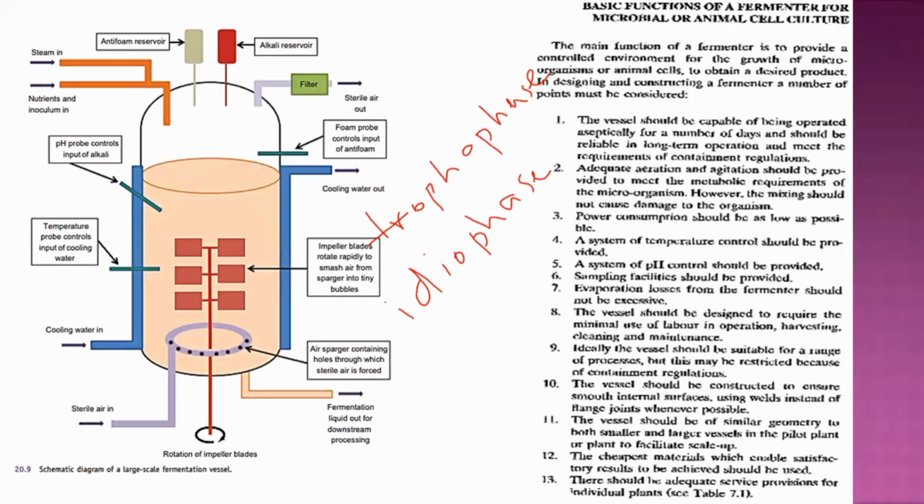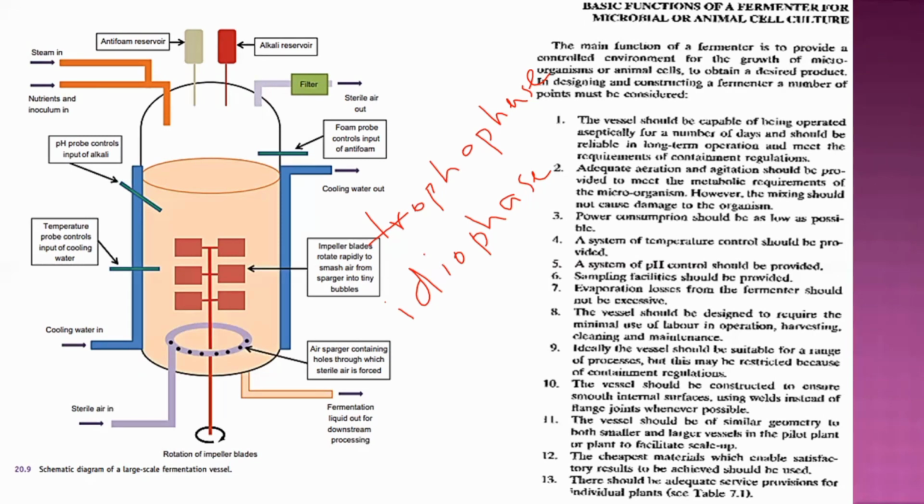Now, we are going to reflect on the basic function of the fermenter. The basic function of a fermenter is to provide a controlled environment for the growth of microorganisms in order to obtain the desired production. Now, there are some consideration points to make and to put in place in designing and constructing the fermenter. Now, the vessel should be capable of being operated aseptically.